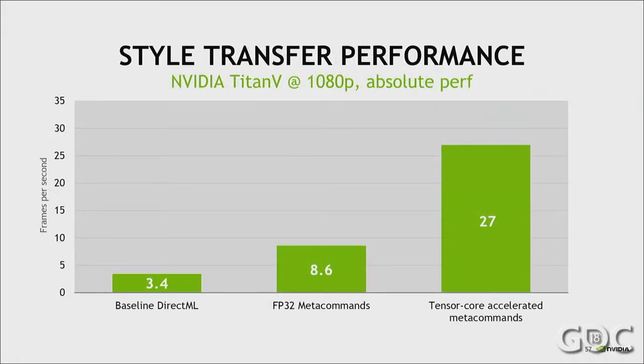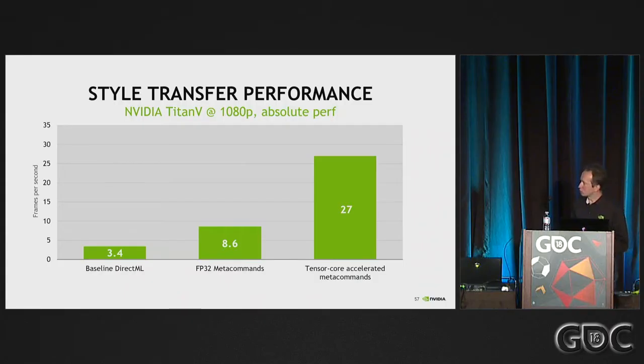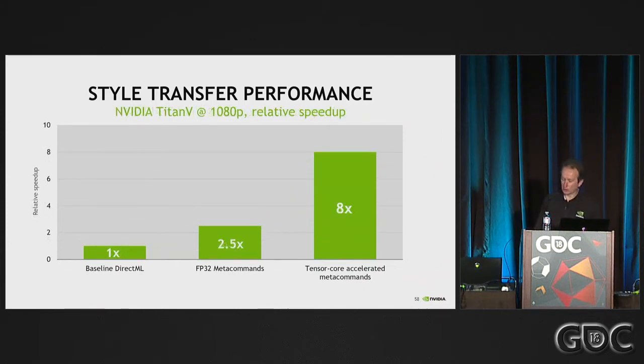We implemented the necessary meta commands, and we had the demo ready. So it was very easy to go through the entire process end to end. Summarizing performance, these are the numbers we're talking about. With Tensor cores and meta commands, we're getting real-time performance, which is really hard to achieve without meta commands. As you can see, even with FP32 meta commands, not using Tensor cores, we're not quite there yet. And the baseline DirectML performance is really not acceptable for this particular application. This is taking things a bit to the extreme, but it illustrates what kind of performance gains are possible in principle through this accelerated path.